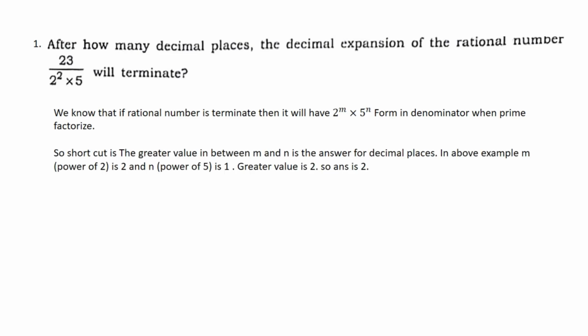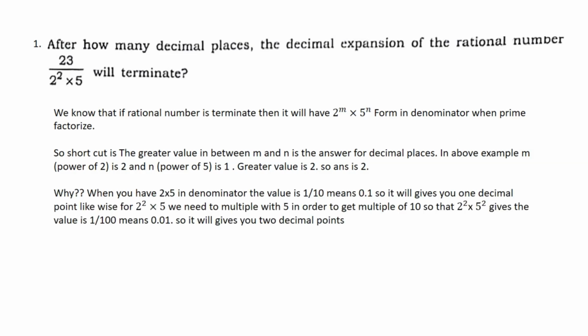So the shortcut for this question is that the greater value between m and n is the answer for decimal places. In the above example, m, the power of 2, is 2 and n, the power of 5, is 1. The greater value is 2, so the answer is 2. Let's see how it happens. When you have 2 into 5 in the denominator, the value is 1 by 10, which means 0.1. So it will give you 1 decimal place.